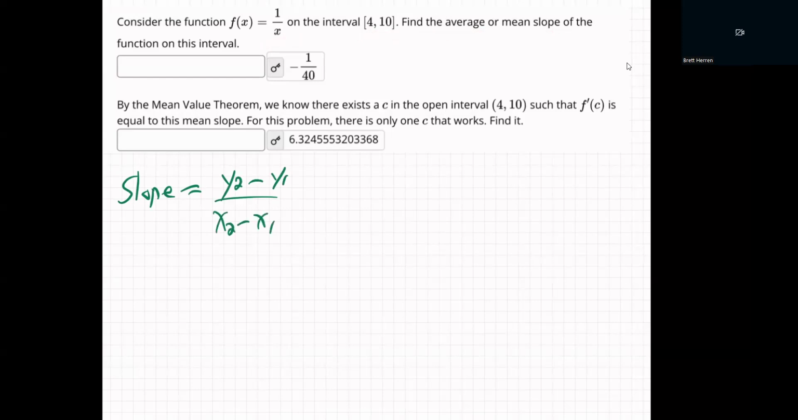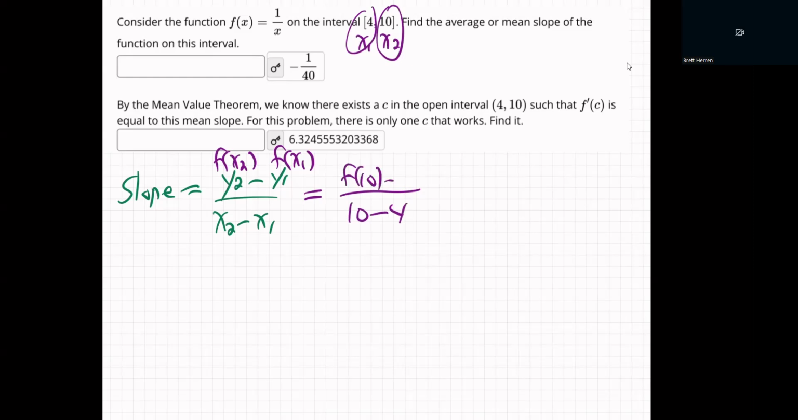But instead of y2, we put f of x2, and y1 is f of x1, because remember, y values are function values, right? So y2 is really f of x2, etc. And so now this is x1 and this is x2, 4 and 10. So this becomes 10 minus 4 in the denominator, and f of 10 minus f of 4 in the numerator.